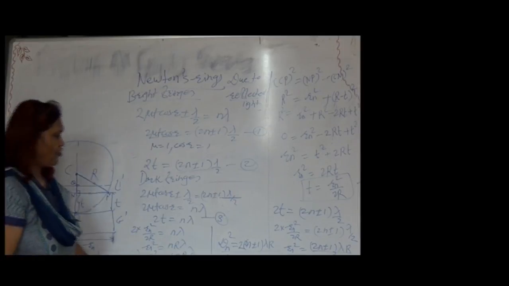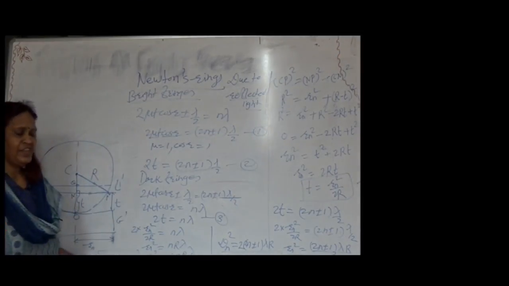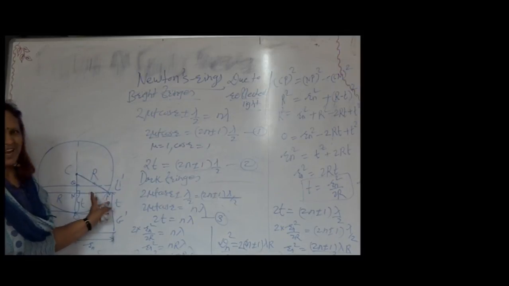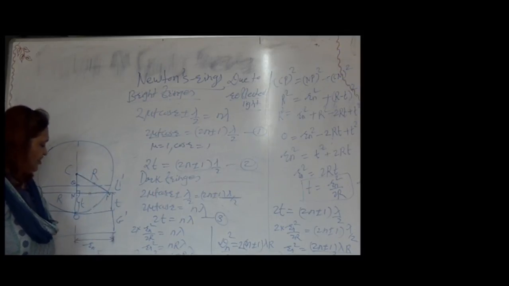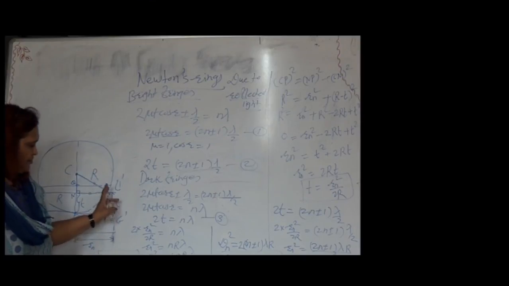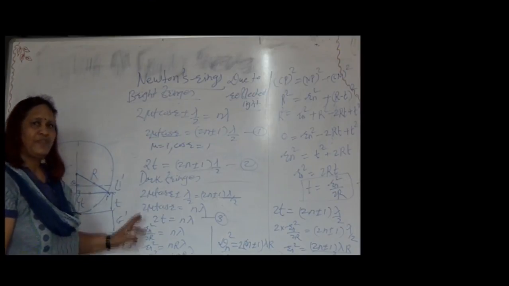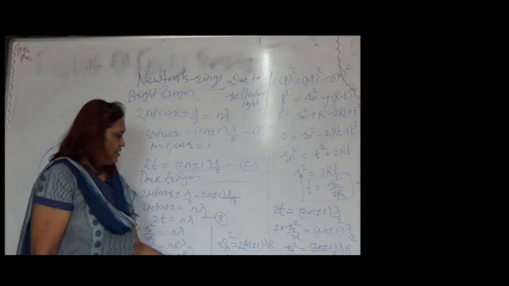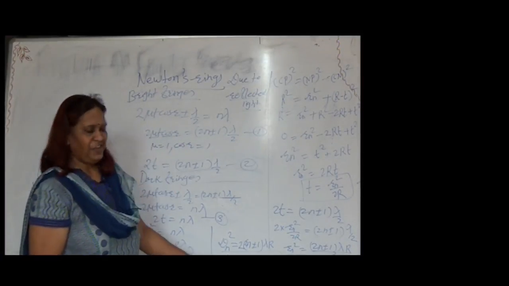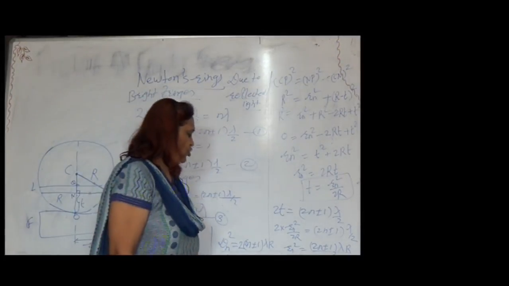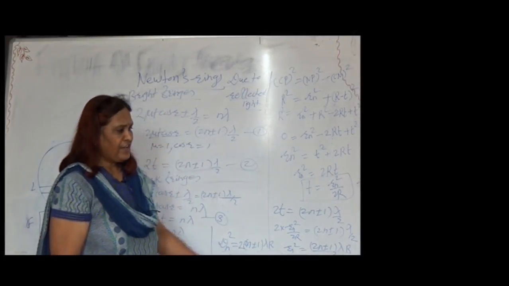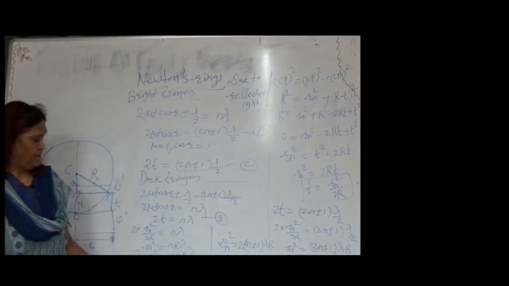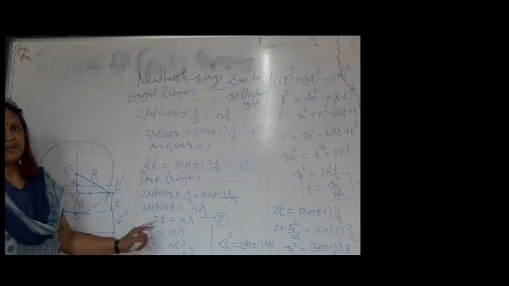From equations 4 and 5 we can say that the diameter of the nth dark ring is directly proportional to the square root of an integer number n, and if the bright fringes are there, the diameter of a bright fringe is directly proportional to the square root of an odd natural number. These are the diameters of the nth dark and bright rings.